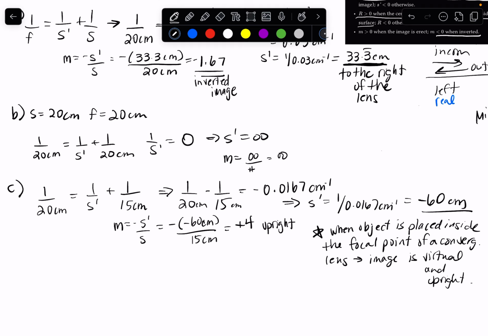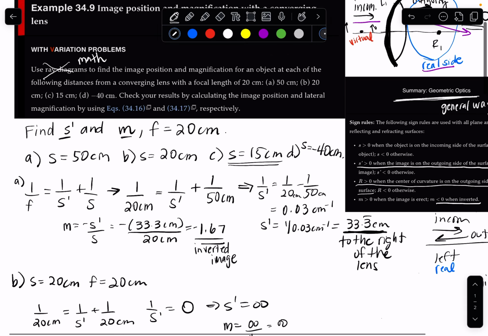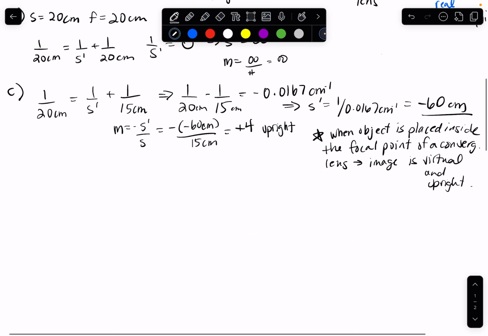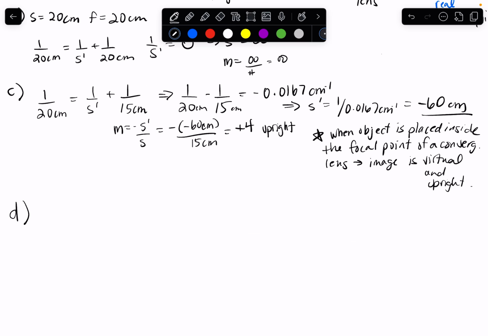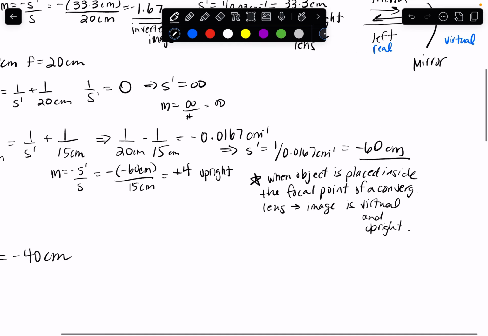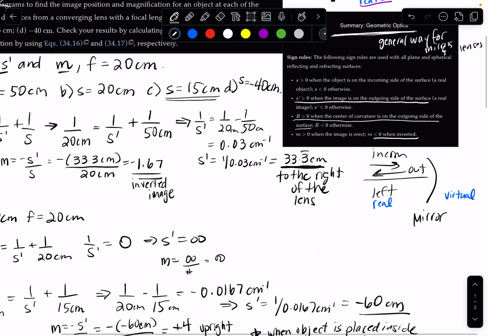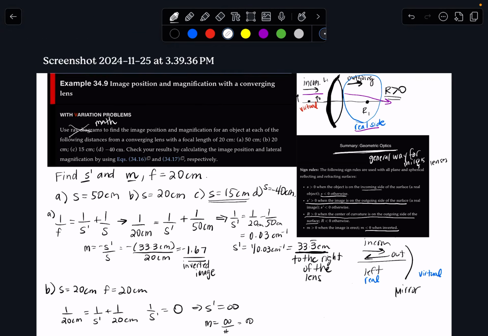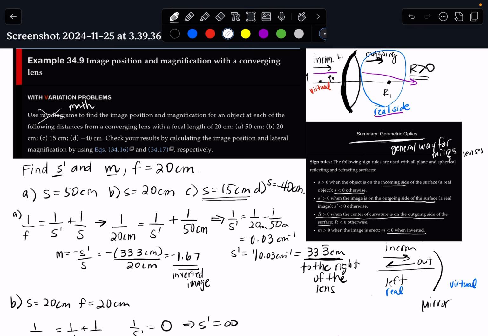Okay, and so part D brings us negative 40. Okay, so let's play with that. What does that mean? For part D, we're going to place our object at negative 40 centimeters. What does that mean? Well, let's look at our little summary here. If an object distance is negative, that means the object is not on the incoming side. It's on the outgoing side. And the outgoing side of a lens means it's on the right.